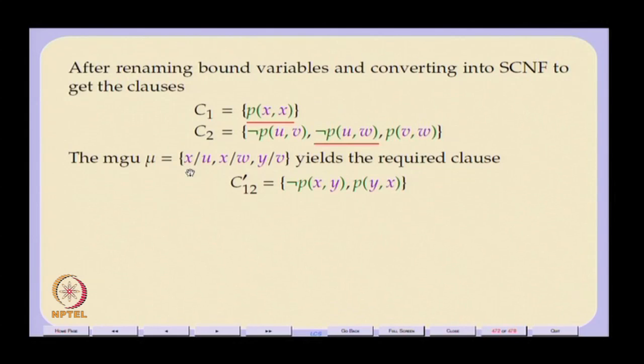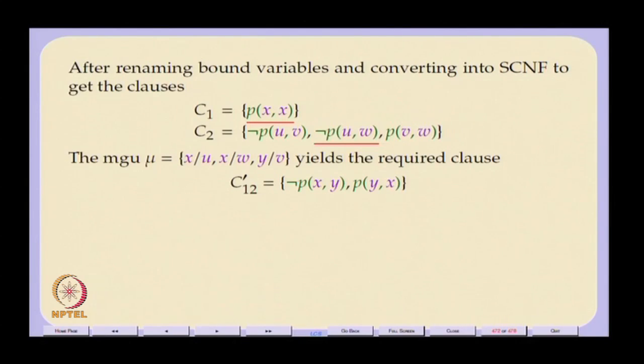Actually, x for u, x for w alone would be more general than x for u, x for w, y for v, because I am making the least number of commitments.